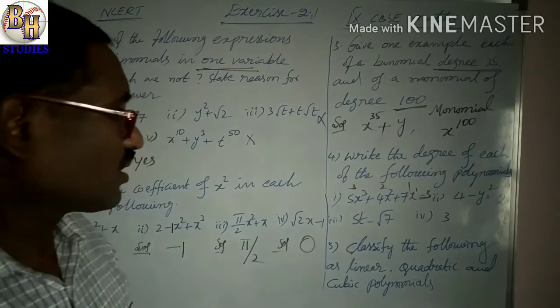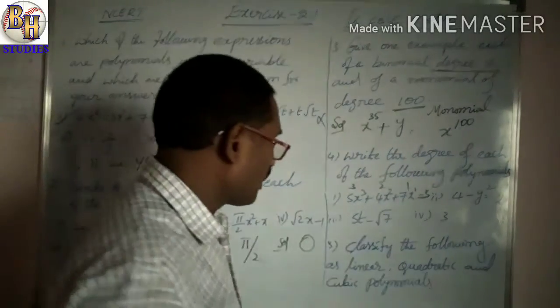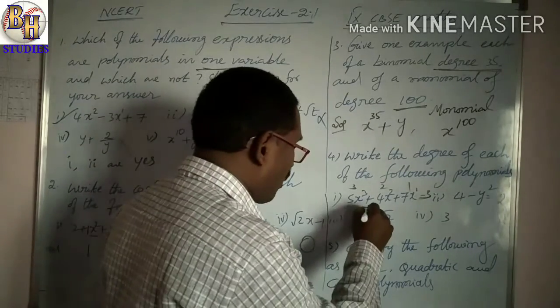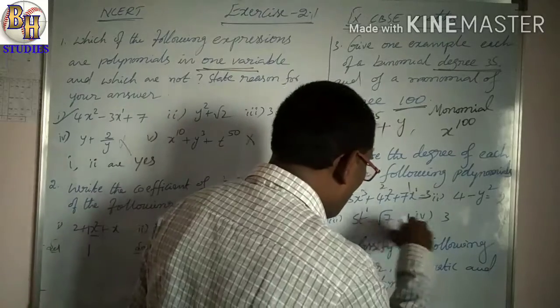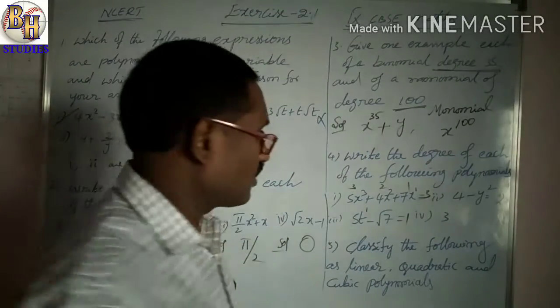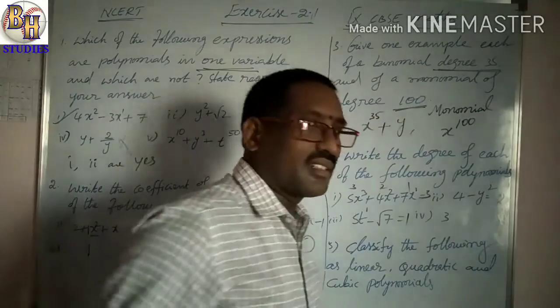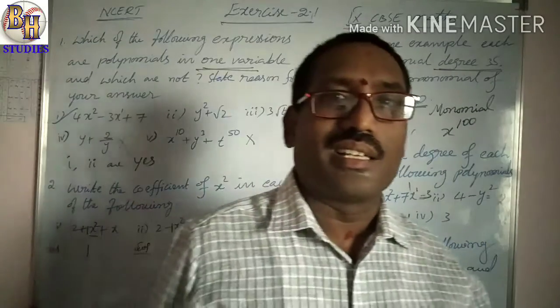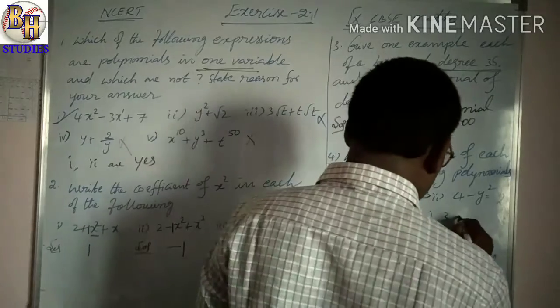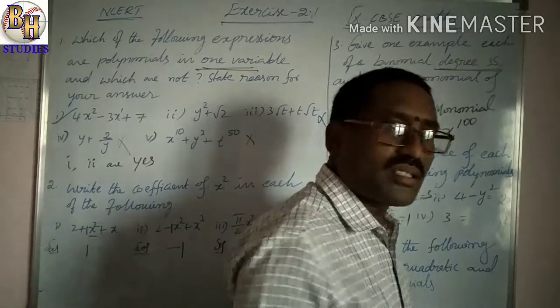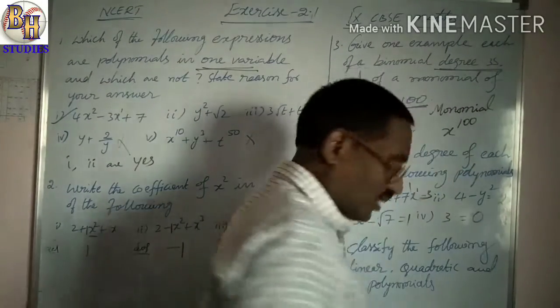5t minus root 7. Here what is the variable? t is the variable. Variable power how much is there? 1. What is the degree? 1. Here, constant. The degree of a constant is always 0. Here what is that? 3. 3 is a constant number. What is the degree of 3? 0. That's all.